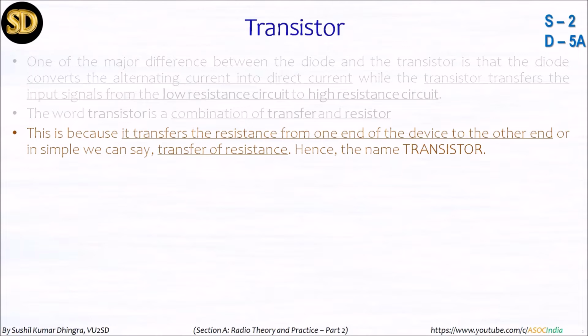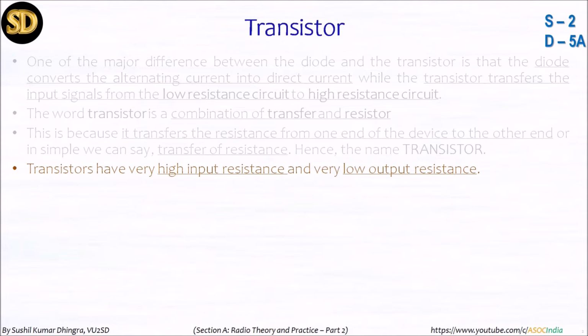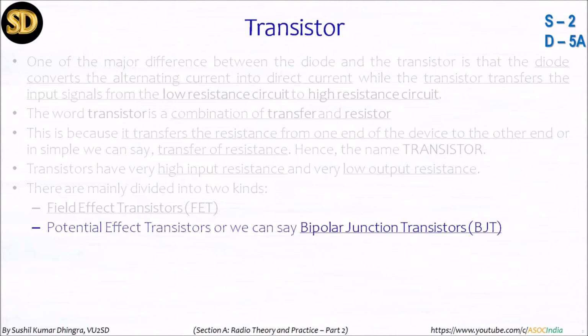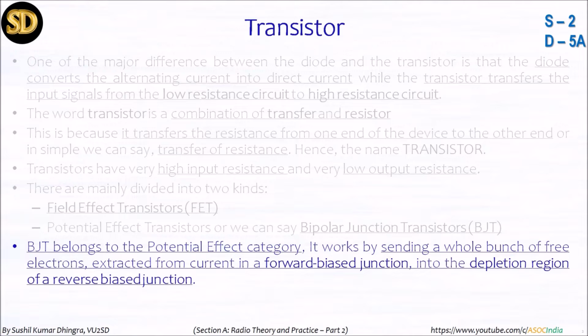This transistor normally has very high input resistance and very low output resistance. Transistors are mainly divided into two types. First, the field effect transistor, or we can say the bipolar junction transistor, BJT. The term BJT belongs to the potential effect category.